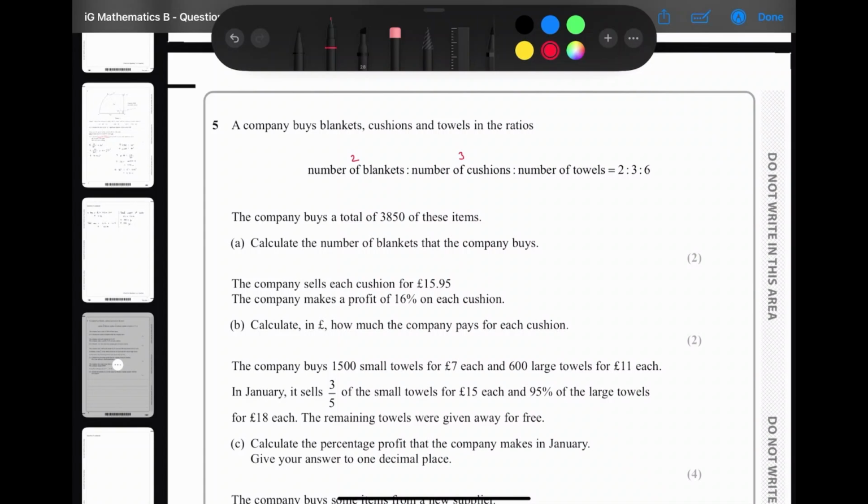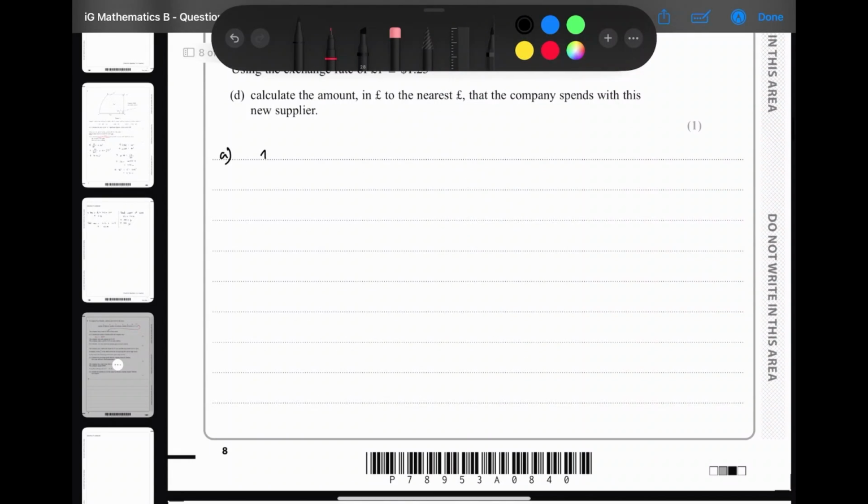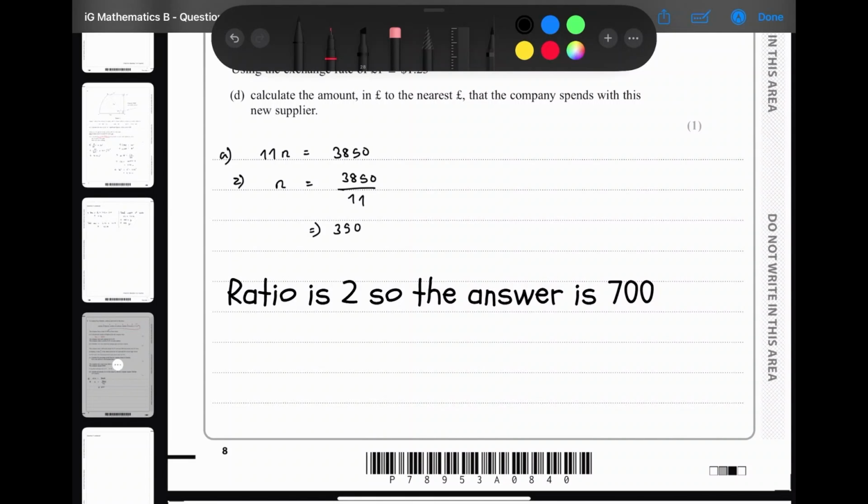The first one has asked us to calculate the number of blankets. Total is given 3850. The total ratio comes up to be 11. A single ratio comes up to be 350, which we will multiply with the ratio of blankets, which is 2.